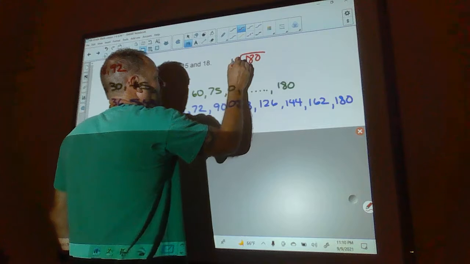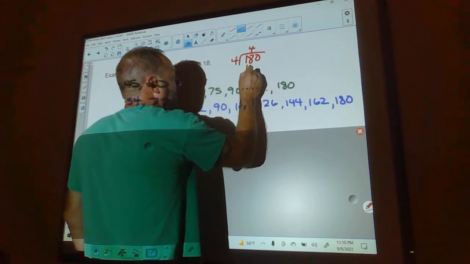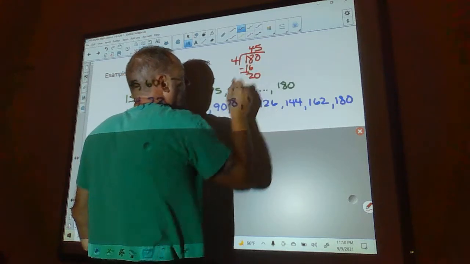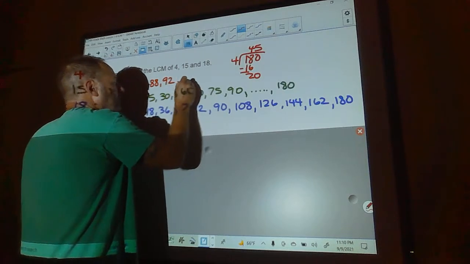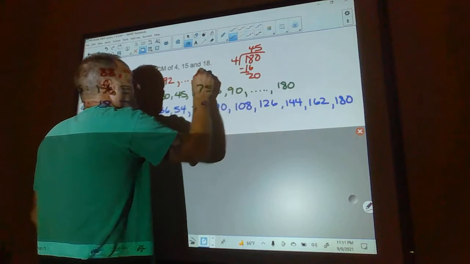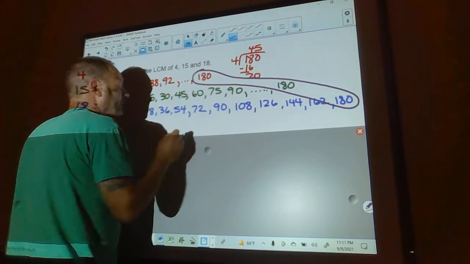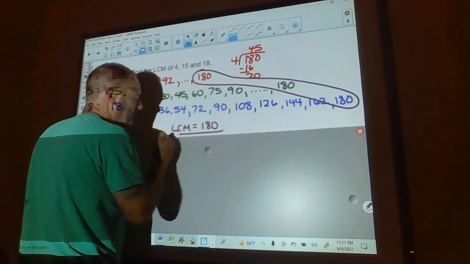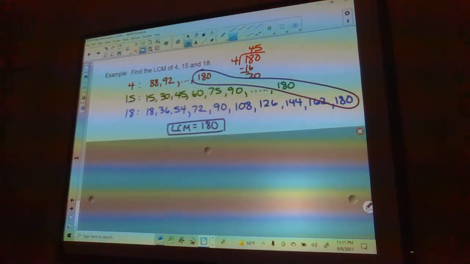I'm going to take 180 and divide that by 4. Well, let's see, that'll go in there 4 times. That's 16. That leaves 2. Drop my 0. Sure enough, it's going to go in there 45 times. So this is going to be 180. Wow, that was a big one. So 180, 180, 180. So the least common multiple is 180. Wow, that one's ugly.